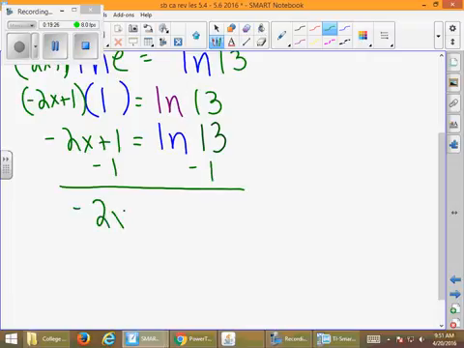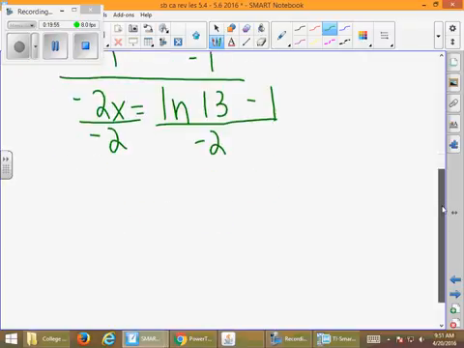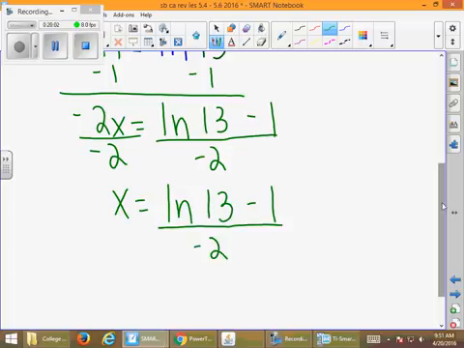And we get negative 2x equals the natural log of 13 minus 1. Remember that natural log of 13 is some big long decimal. We cannot subtract 13 and 1. It's separate. And then the last part here is negative 2 times x equals that value. So we're going to divide both sides by negative 2. And we end up with x equals natural log of 13 minus 1 over negative 2.